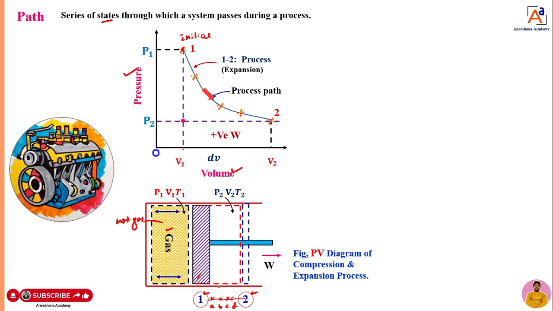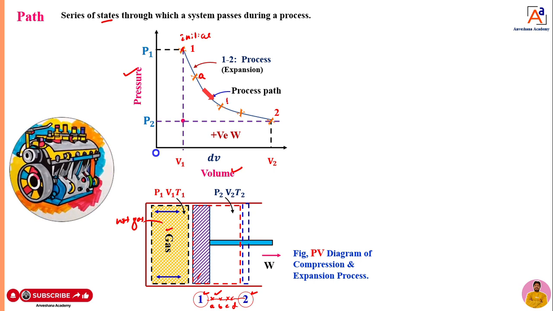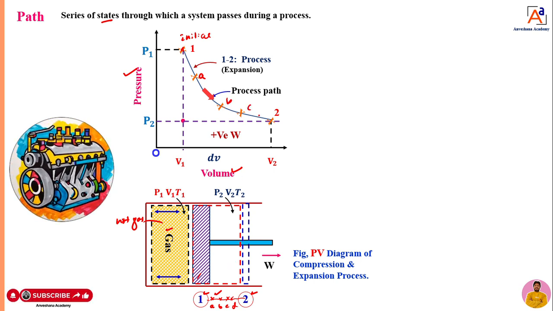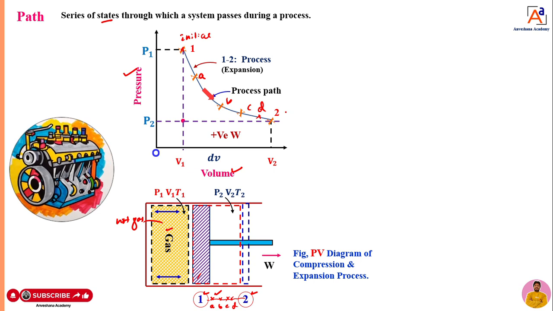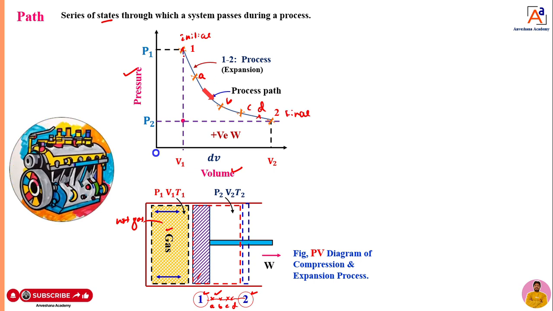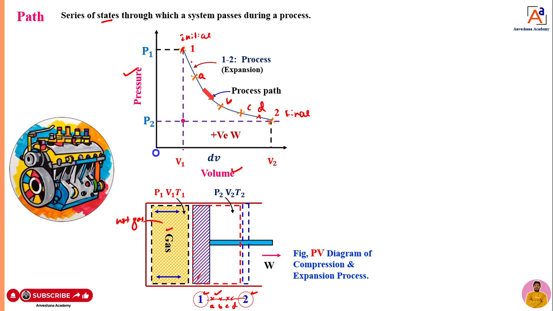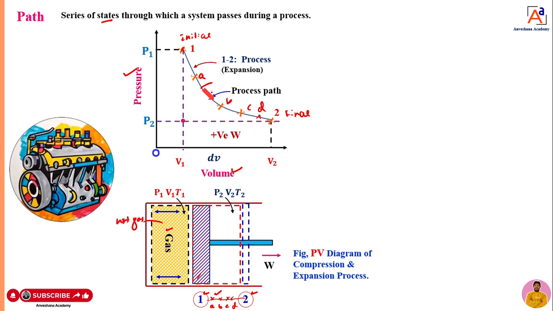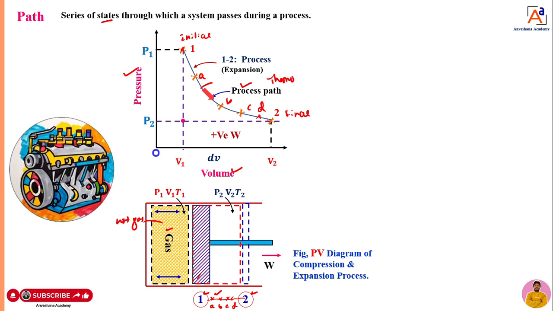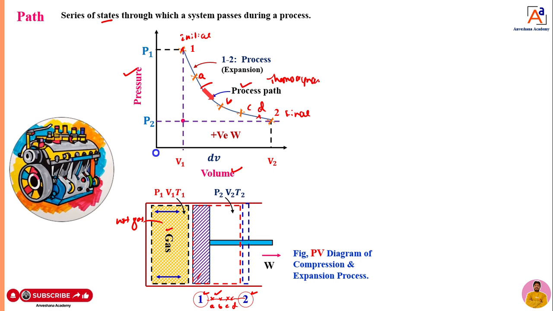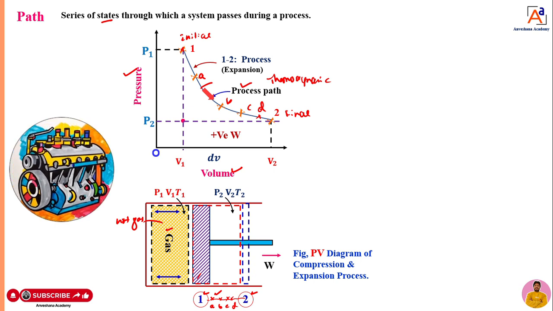Then when it moves slowly, I will take it as point A. Next it will move to point B, then to point C, then to point D, and then it is going to move to point 2. That means a final state, we can call it here now. When we join all these states or points, we are going to get a curve or a trace. That trace we can call a process path, or a thermodynamic path. When the piston is moving from point 1 to point 2, as I told, that is an expansion process.